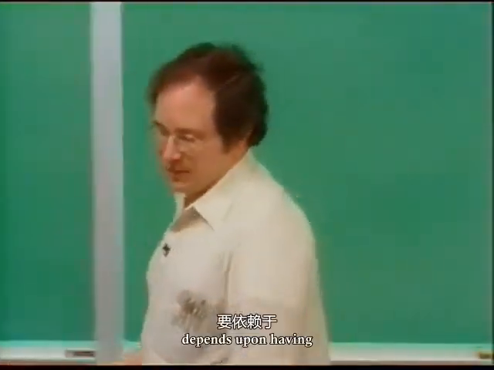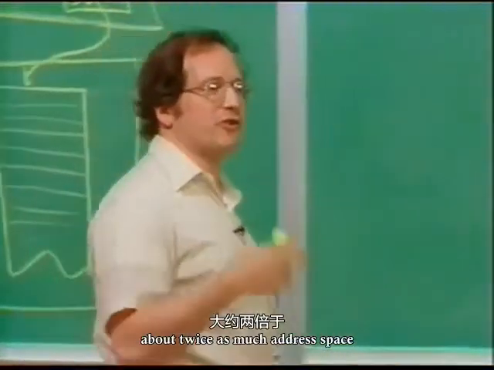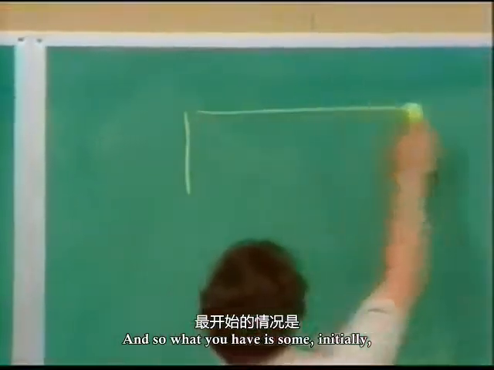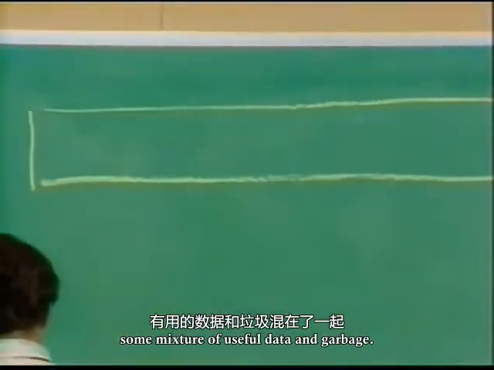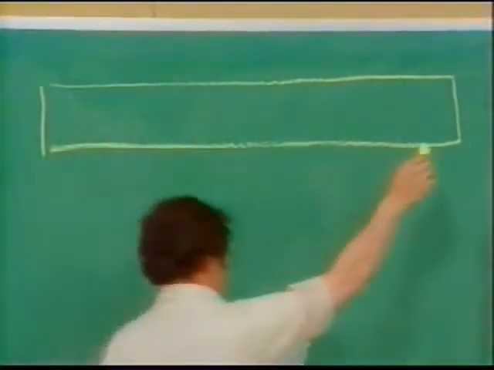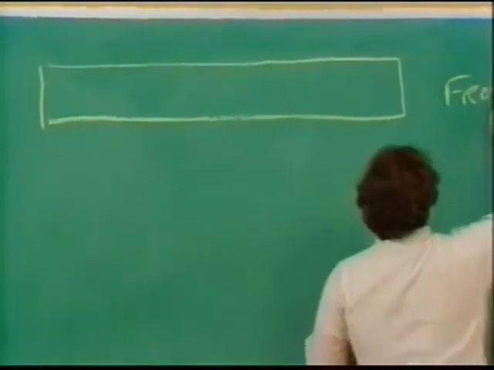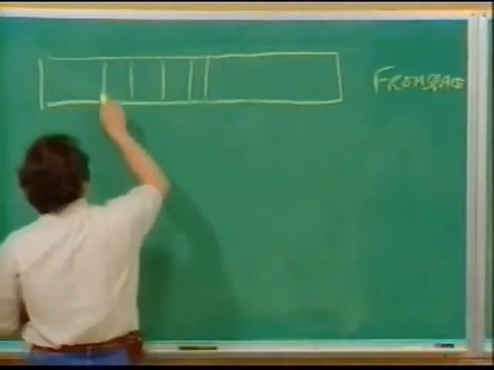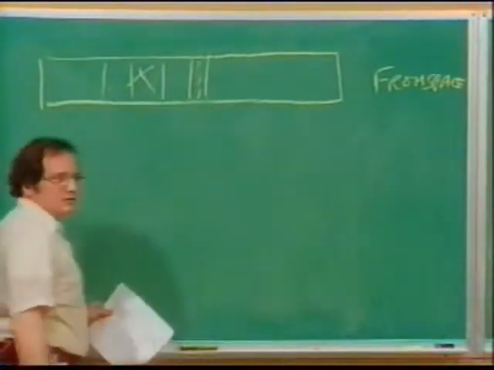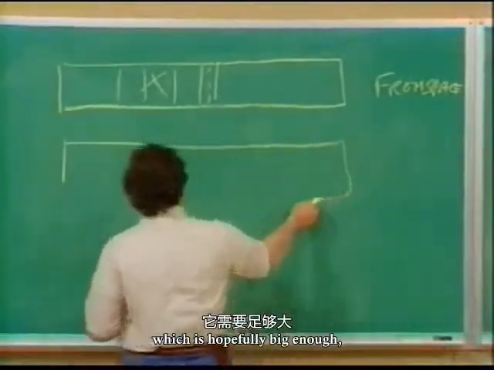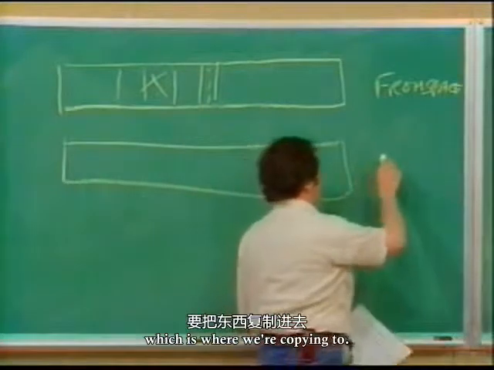But this algorithm basically depends upon having about twice as much address space as you're actually using. And so what you have is initially some mixture of useful data and garbage. So this is your from space. And this is a mixture of crud. Some of it's important and some of it isn't. Now there's another place which is hopefully big enough, which we will call to space, which is where we're copying to.